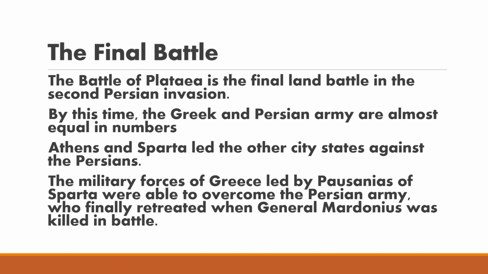Athens and Sparta led the other city-states against the Persians. The military forces of Greece, led by Pausanias of Sparta, were able to overcome the Persian army, who finally retreated when General Mardonius was killed in battle. And thus ends the Persian War.